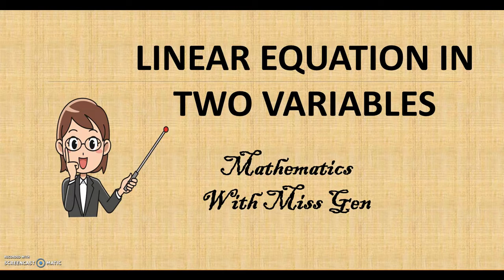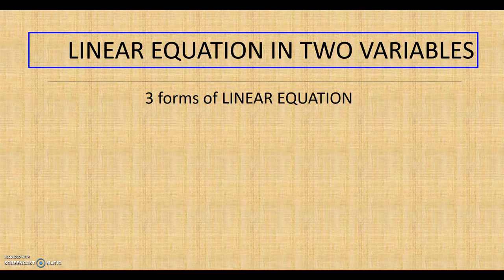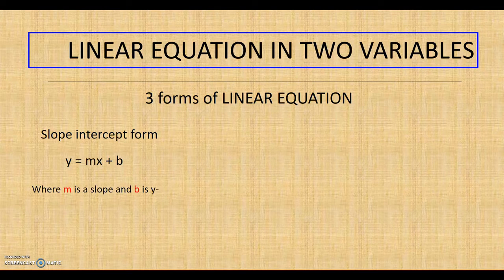For today's video, we will talk about linear equation in two variables. I will give you a brief introduction about the three forms of linear equation. First, we have slope-intercept form with the formula of y is equals to mx plus b, where m is a slope and b is a y-intercept.